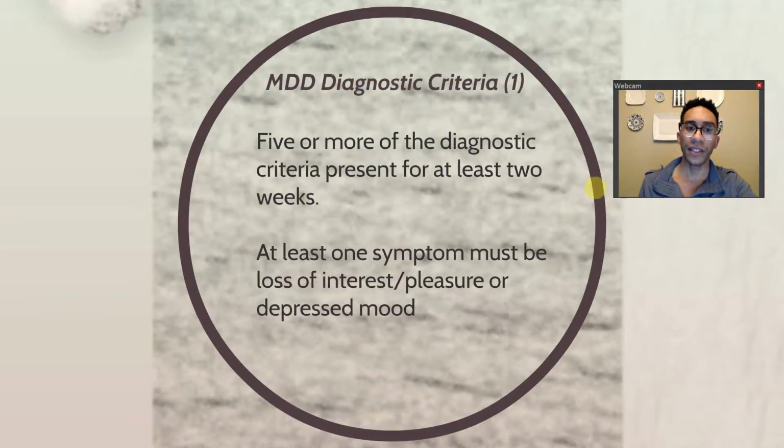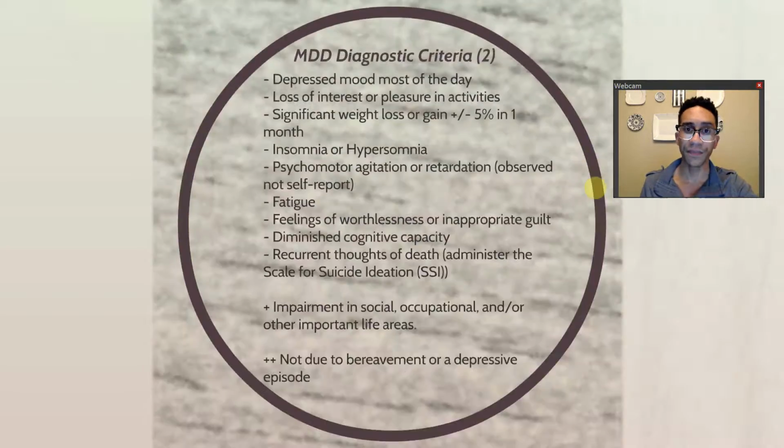So for the diagnostic criteria, 5 or more of the criteria must be present for at least 2 weeks, and at least one symptom must be loss of interest or pleasure, or depressed mood. It has to be stated that there are periods of bereavement, or you could have a major depressive episode, which is also part and parcel with bipolar disorder, type 1. So it needs to be assessed to see if it's just an episode that's happening to somebody, or if it's over an extended period of time and it actually would be a disorder.